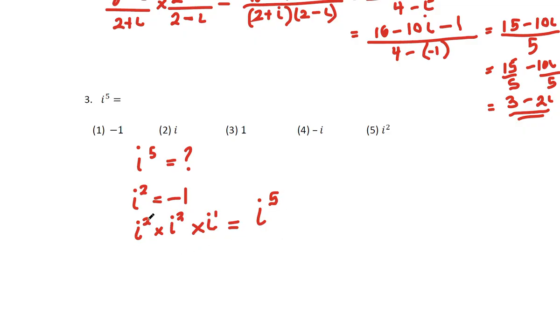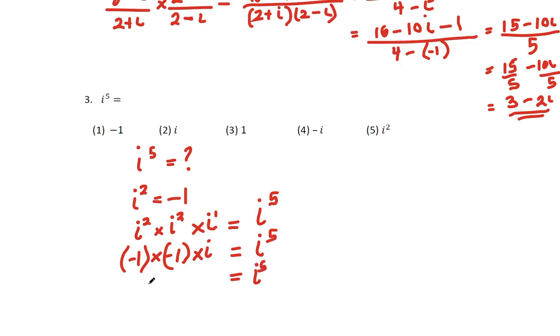So if I can find i squared multiplied by i squared multiplied by i to the 1st power, then it would give me the equivalent of i to the 5th power. So let's try that. We know that i squared is negative 1. So this will be negative 1 multiplied by negative 1 multiplied by i to the 1st power, which is just i. We don't want to try and re-express that, because re-expressing i in the form of the square root of negative 1 will just make the problem too complex.